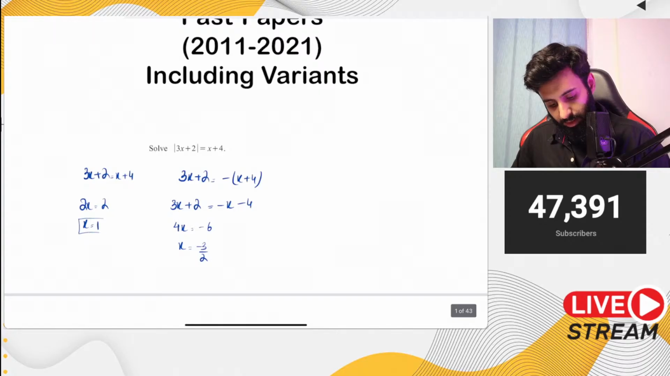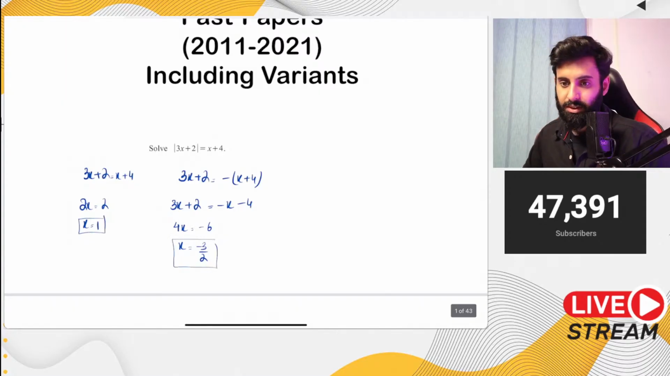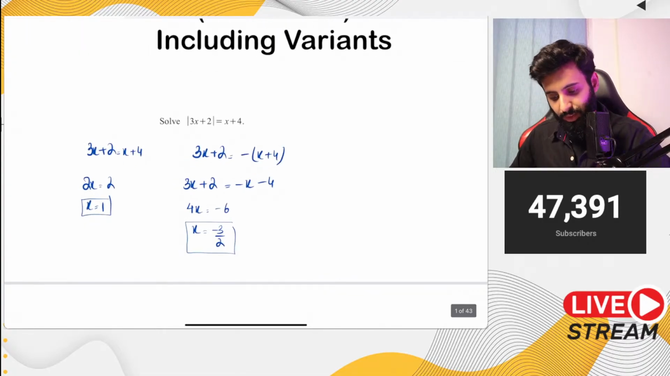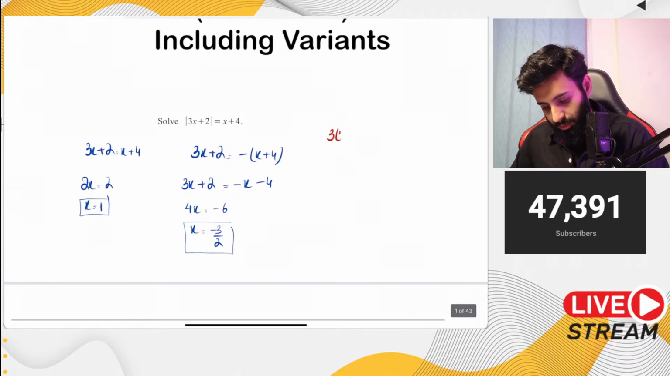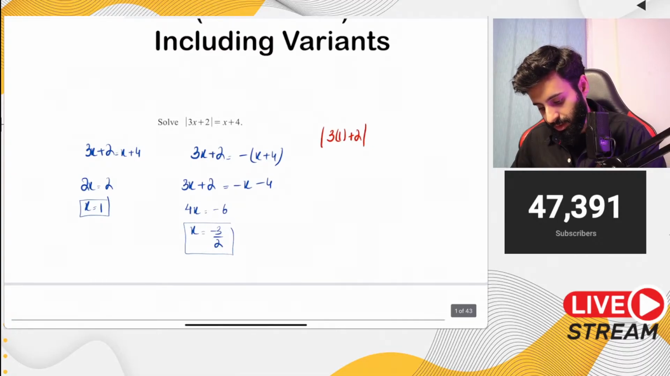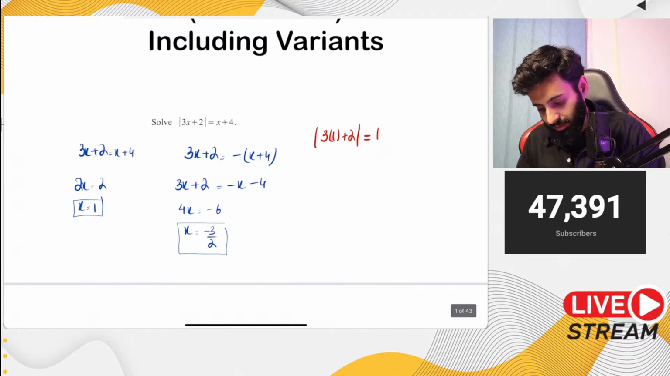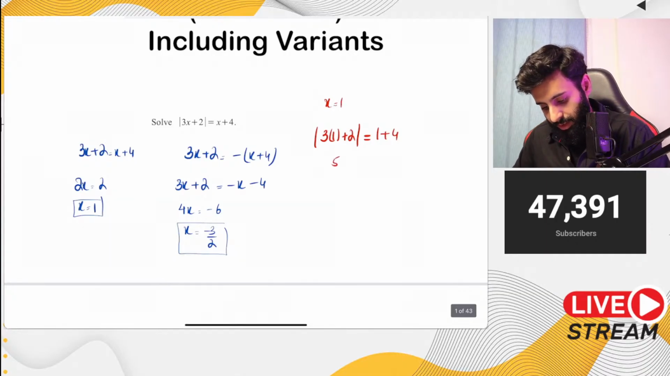Okay, now the thing is, both these answers are correct. You just need to make sure that it satisfies the modulus equation. So plug it back in. So plug in 1. So 3 into 1 plus 2. Take the absolute value of it and see if it's equal to 1 plus 4. It most likely will be. So with modulus, make sure that you check your answer. So 5 equals 5. That's correct. Then check with x equals minus 1.5.